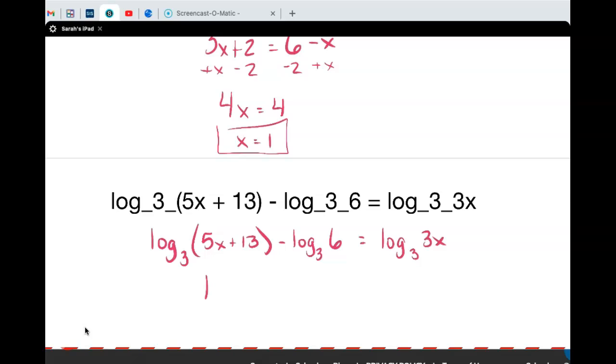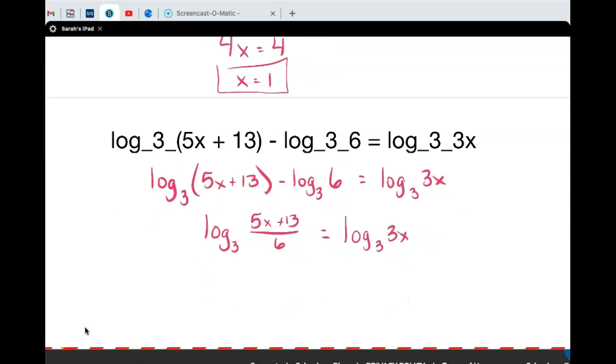So we can write it with one logarithm, log base 3. But now the thing inside the logarithm is a fraction, 5x plus 13, divided by 6. The right side just stays the same because there was nothing else with it. Okay, so now what are you going to do? One-to-one property, so log base 3 cancels.